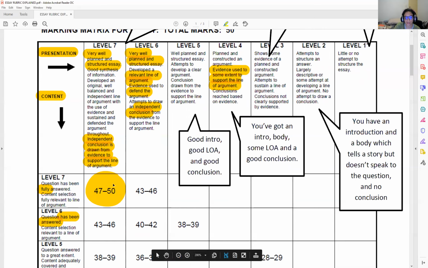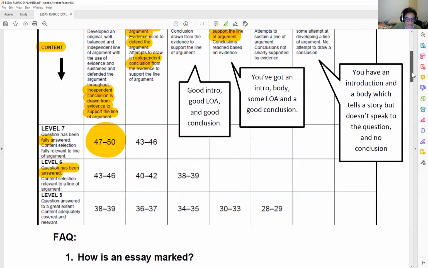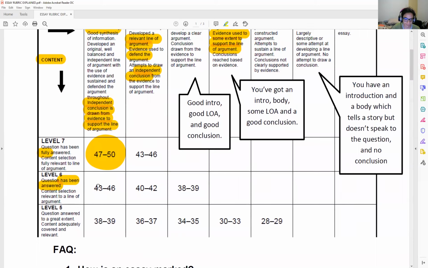So you can get any mark between 47 to 50 if your essay is very near perfect or absolutely perfect. And there have been some very perfect essays that I've come across in my own class as well. So if you go down here, you can see level 6. Question has been answered.